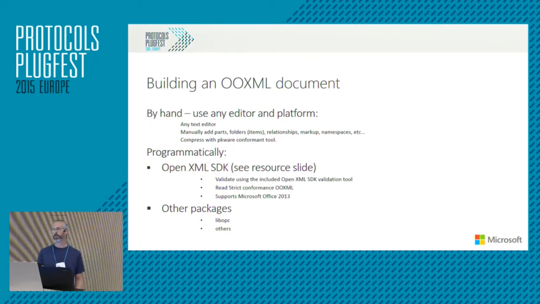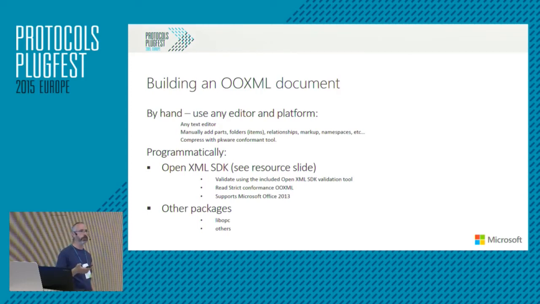So, how do we build an OXML document? Well, we could do it by hand. It is actually doable. OXML documents can be built using a text editor, manually typing the XML parts in. A little bit tedious. You just have to get the structure right and compress it. It is a little bit tedious, but it is doable. It's not like trying to put together a binary file.